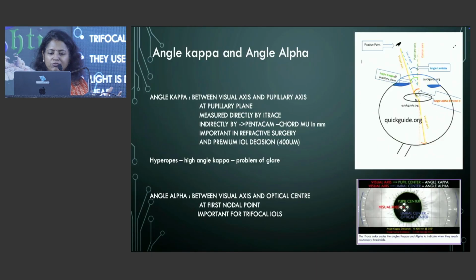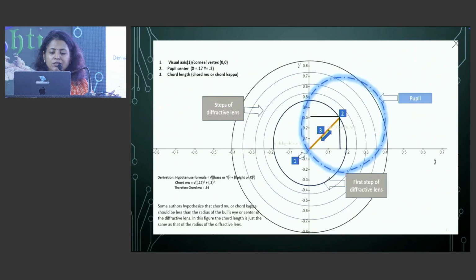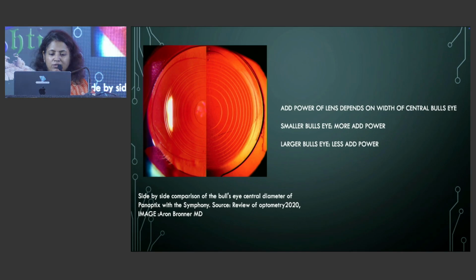I won't go into the details of these, but one point I would like to mention is that when you're operating on hyperopes, they have a high angle kappa. So the problem of glare can come here. Ensure that your chord mu or the angle kappa is within 400 microns here. This is a diagrammatic representation: you can see the pupil center at number 2 over there, and at number 1 where you have the visual axis. If the chord length between them is more than 0.5 or 0.4, then you may have the problem of glare and halos.